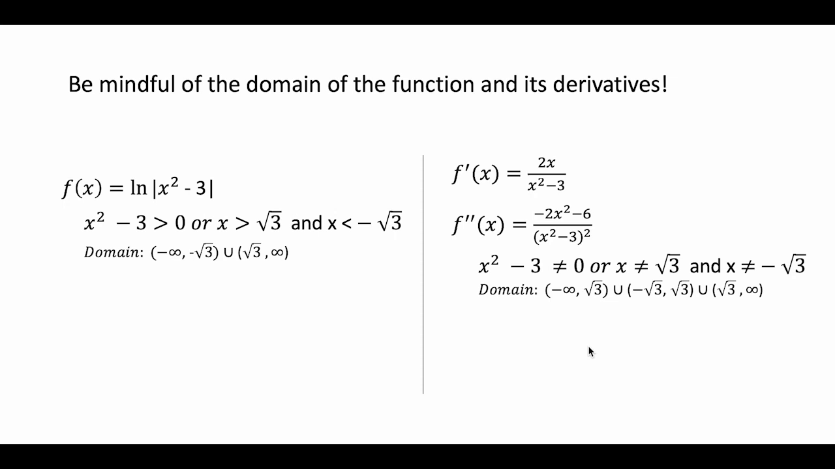However, if we examine the first and second derivative of our function, we can see that those do not contain the natural log. They do have a denominator, and we don't want to be dividing by 0. So if we examine the cases when the denominator is equal to 0, those are at the points x is equal to square root of 3 and x is equal to negative square root of 3. So our domain for our first and second derivative does not include those points. However, that is a less restrictive domain than the domain of our original function.